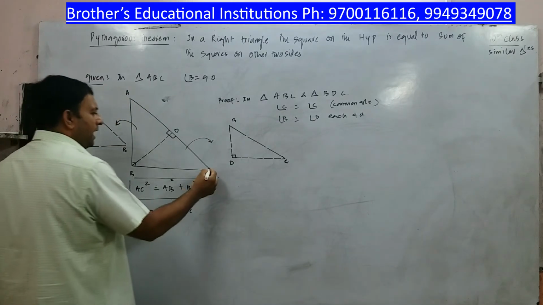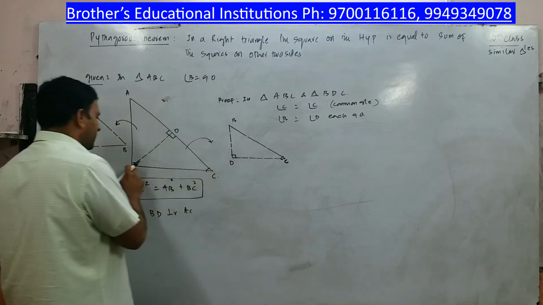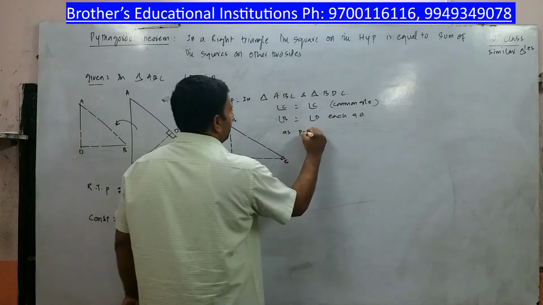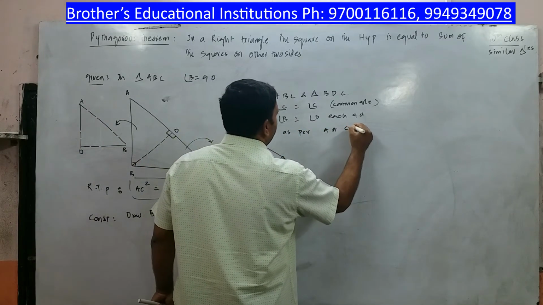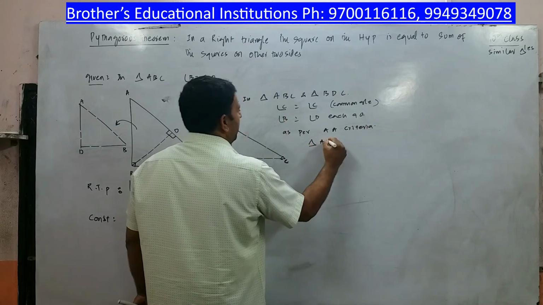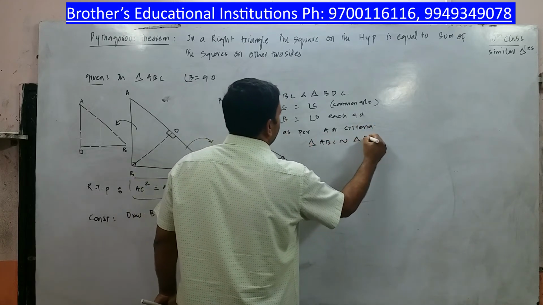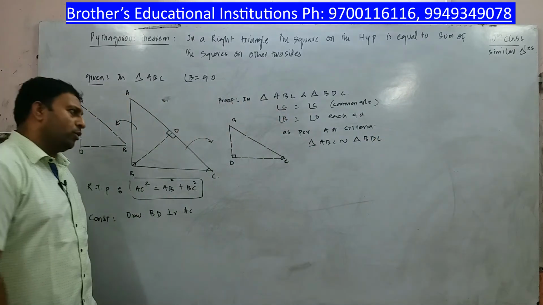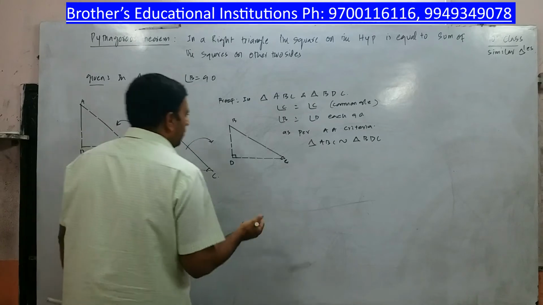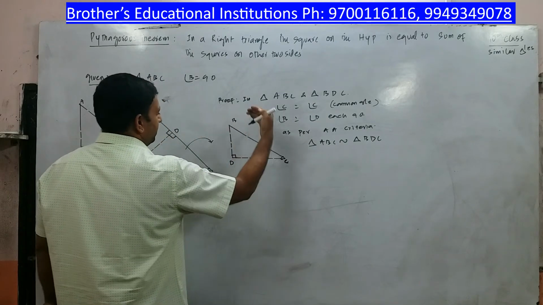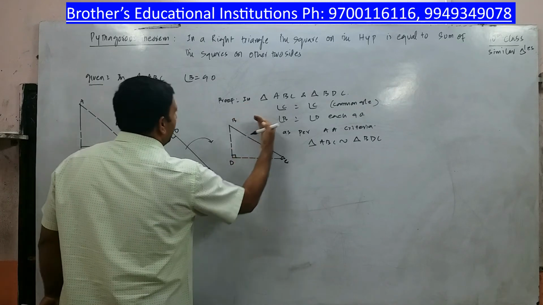When this angle is equal to this angle and this angle is equal to this angle, these two triangles are similar. So as per angle criteria, triangle ABC is similar to triangle BDC. And you know, when two triangles are similar, the sides are proportional. So sides are proportional. What am I going to do? I am going to take this side by this side.